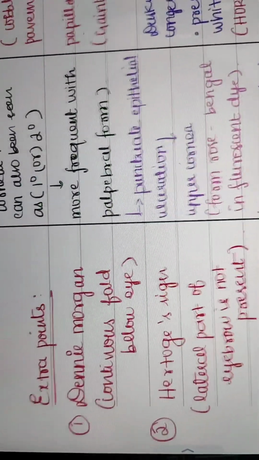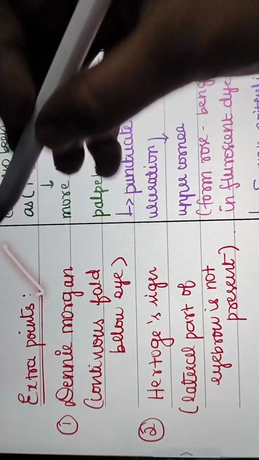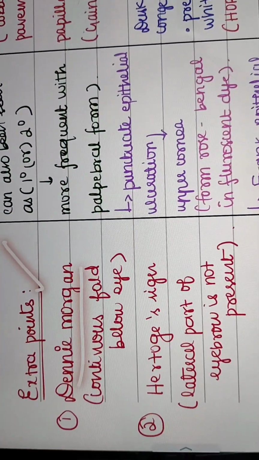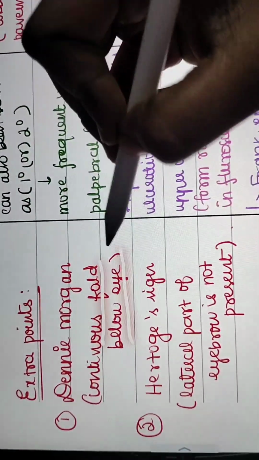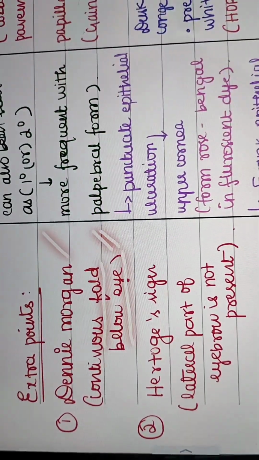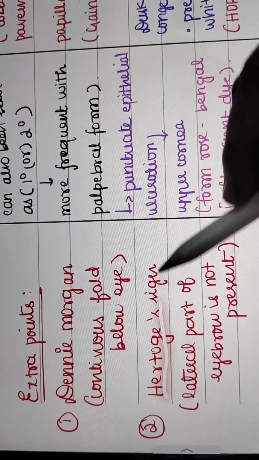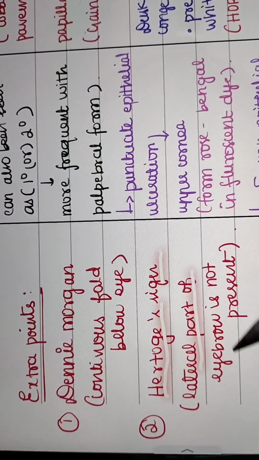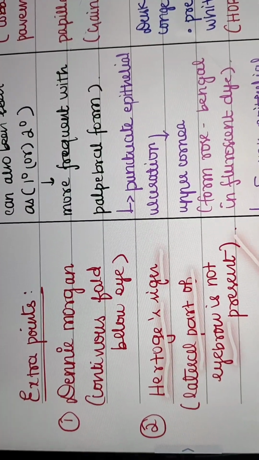Now we are going to see the extra points, that is your Dennie-Morgan sign. That is a continuous fold below the eye, called Dennie-Morgan sign, and Hertoghe's sign is nothing but the lateral part of the eyebrow will be absent.